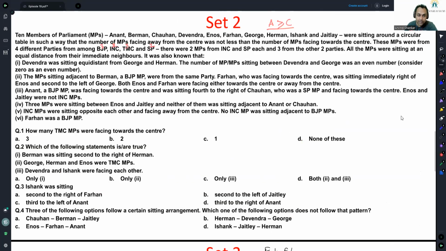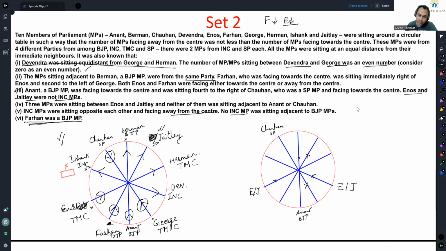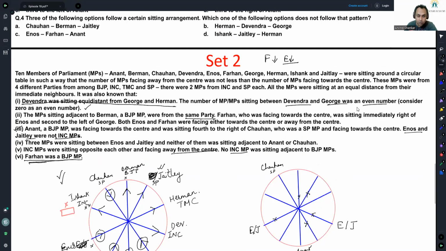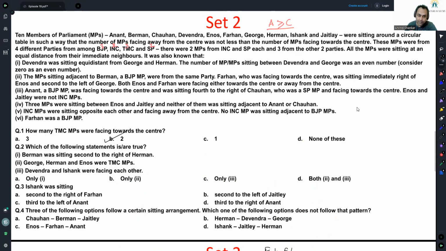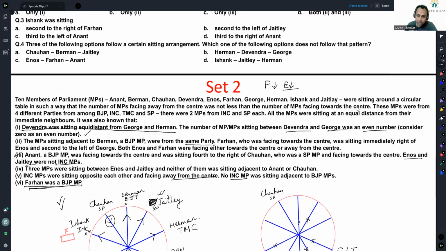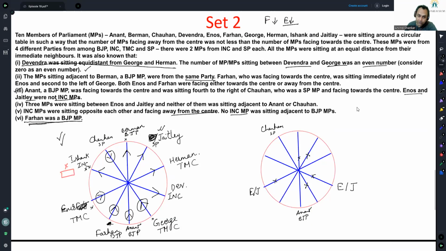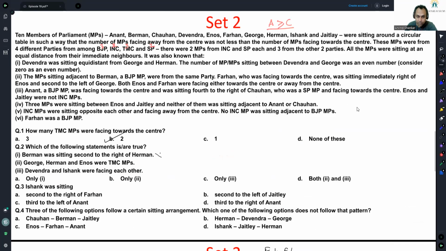Let's go. How many TMC MPs are facing towards the center? George is facing towards the center. Enos is facing towards the center. So 2 TMC MPs are facing towards the center. Which of the following statements are true? Burman was sitting second to the right of Herman. Herman is looking outside. Second to his right is George. No, this is not true.